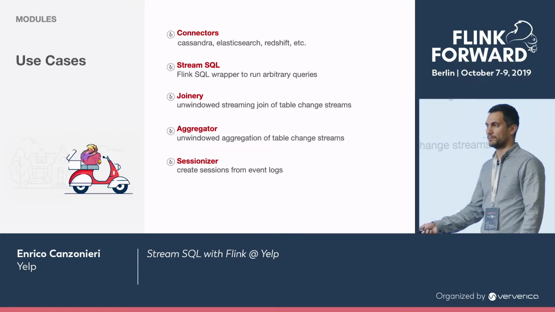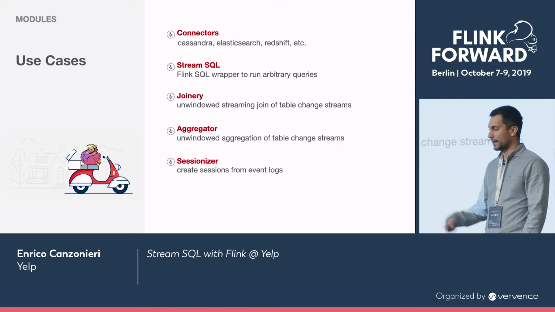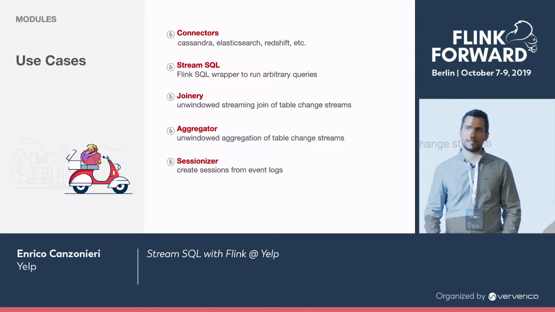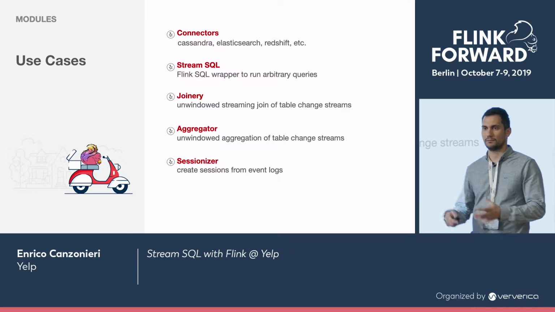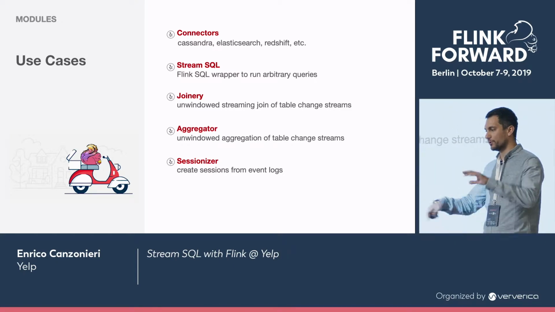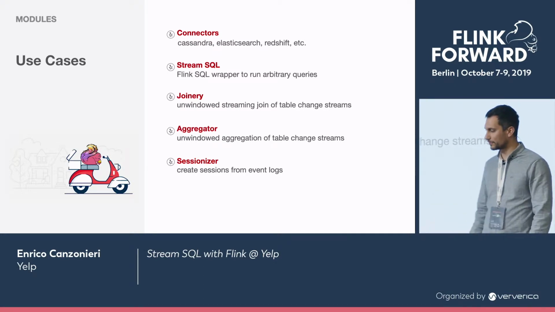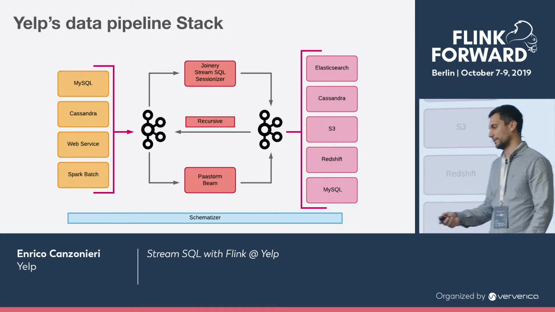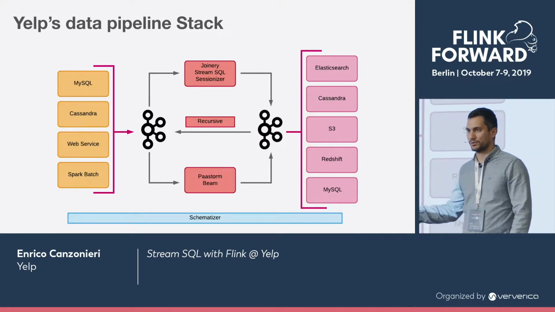We have the component we'll look into in detail today called Stream SQL. And then other components like joiner, aggregator, sessionizer. Those are all components that are specialized in a specific job, and they will consume data from Kafka, do the processing that they are specialized to do, and then write back into Kafka. And all these components can be connected together by using Kafka topics. So if you look at the end result, we end up with a data pipeline stack that looks like this, where we have on the right all of our data sources.